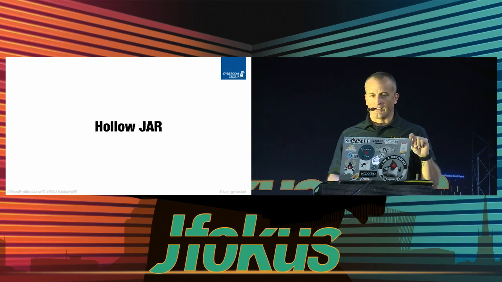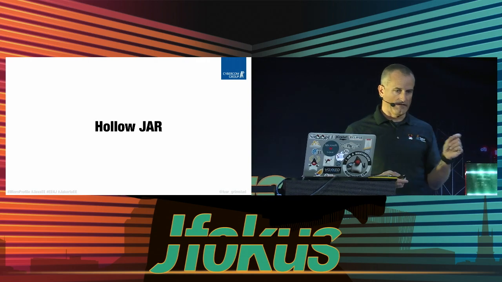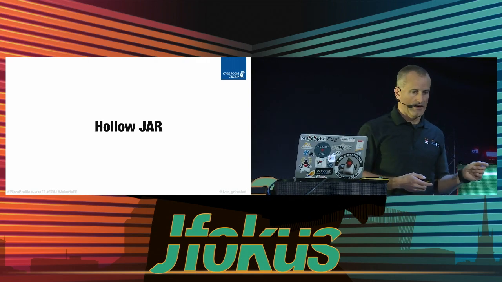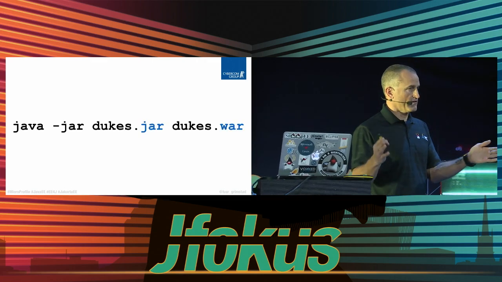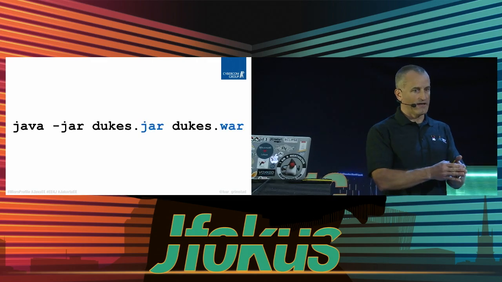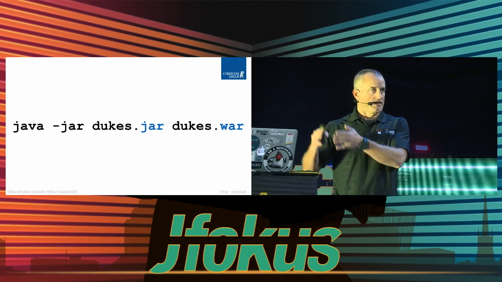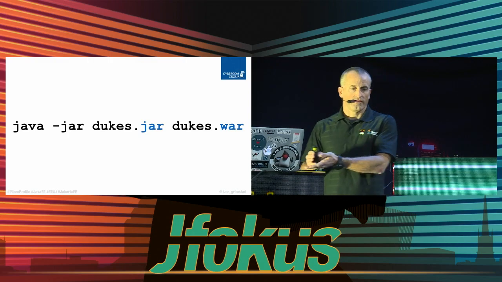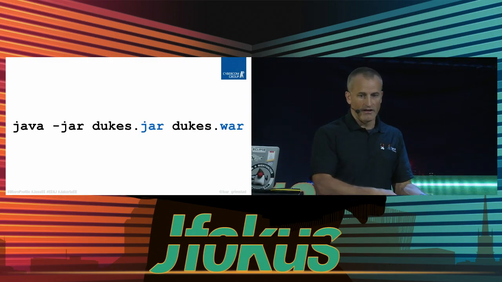Another way of doing this is to use a hollow jar. That is a variant of the thin WAR and Uber jar. You take the application server services that your application depends on and put them in a jar, and you have your application code in a thin WAR. You run it as java -jar the hollow jar, and then the application WAR.